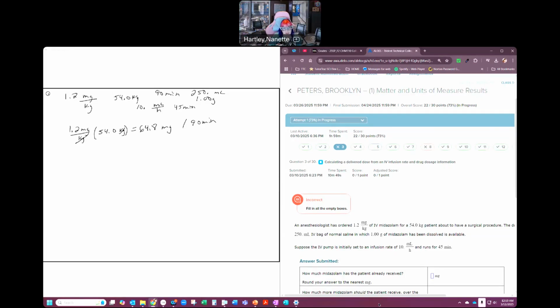Let's talk about how much has been delivered over the time that it's been happening. The first thing I need to look at is how much is in the bag that we're talking about. So it's a 250 milliliter bag, and there's 1 gram in that bag. So I have 1.00 grams, and I can convert that to milligrams.